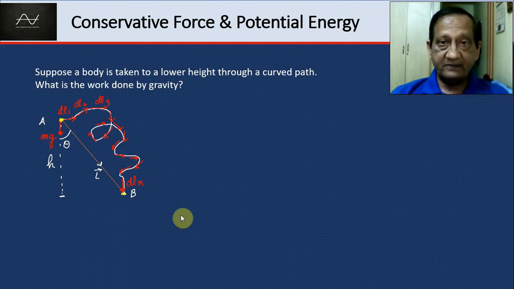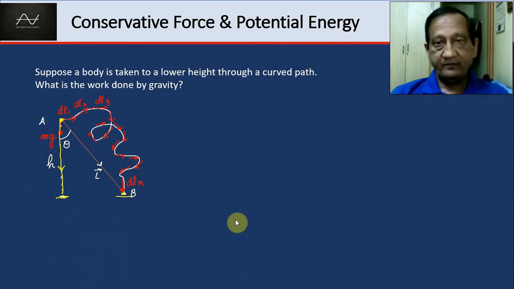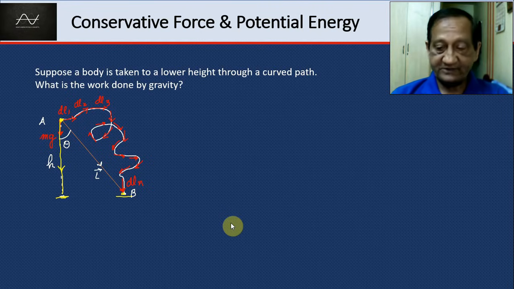What is the work done by gravity? We know that only the vertical displacement matters. Even though it doesn't fall here, it falls here. But the vertical displacement is h downwards, and the work done by gravity is plus mgh.